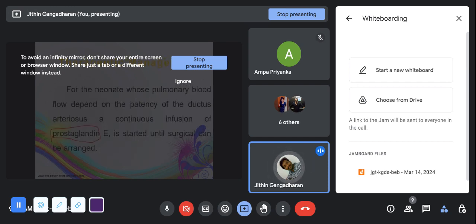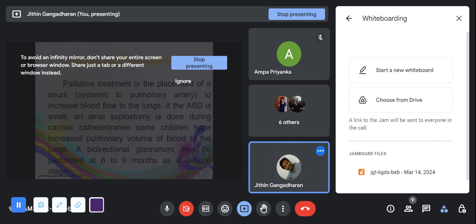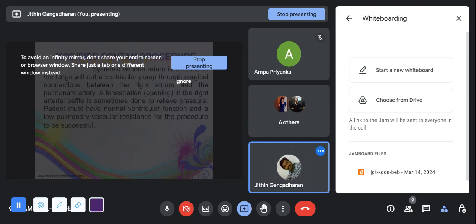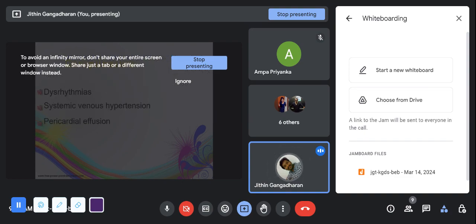Kindly, don't go into the pathophysiology of how the prostaglandin acts. Simply understand that in case of PDA, we'll give the prostaglandins until the surgery is performed. Surgical management: we'll just remove the problem. So first understand the problem. I'm not going into depth.